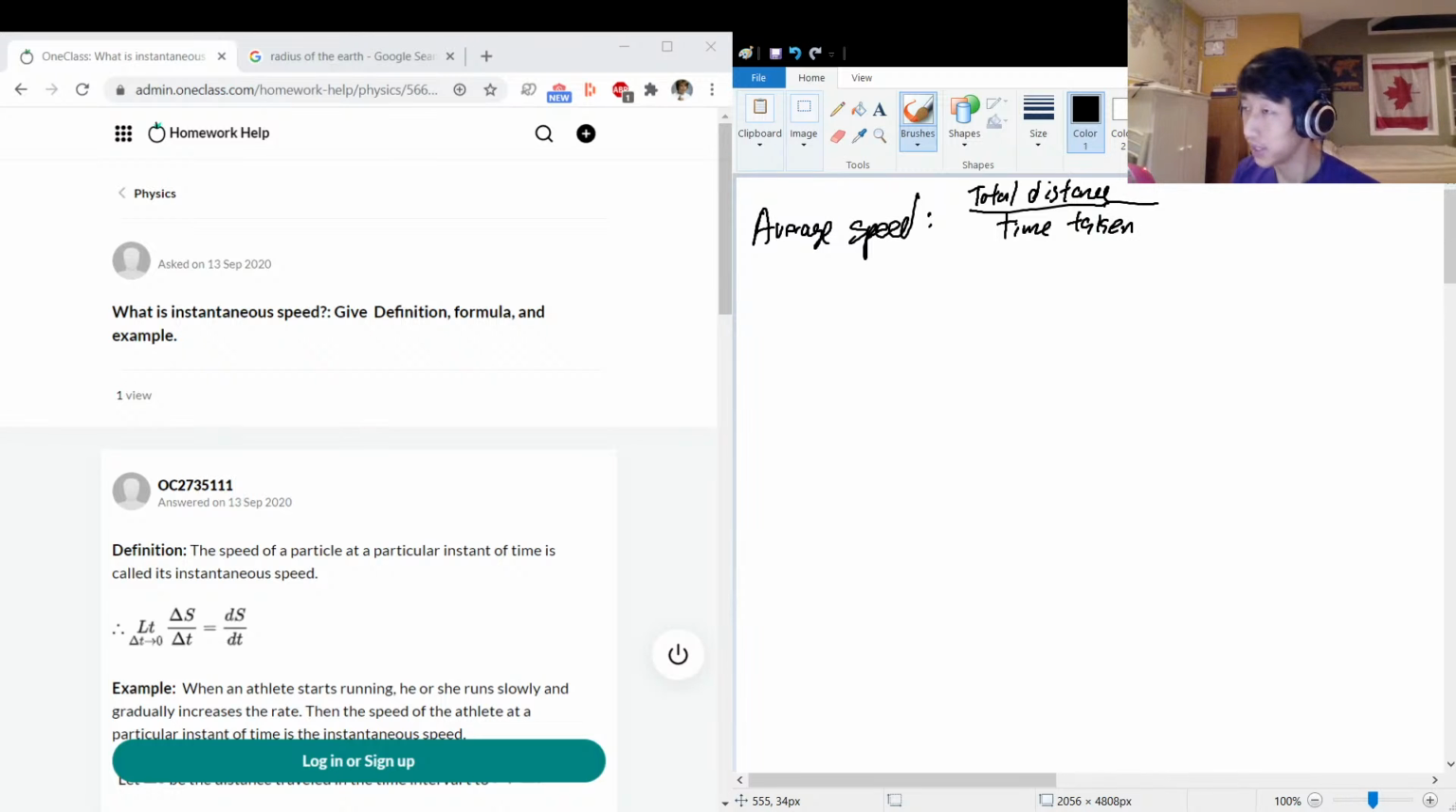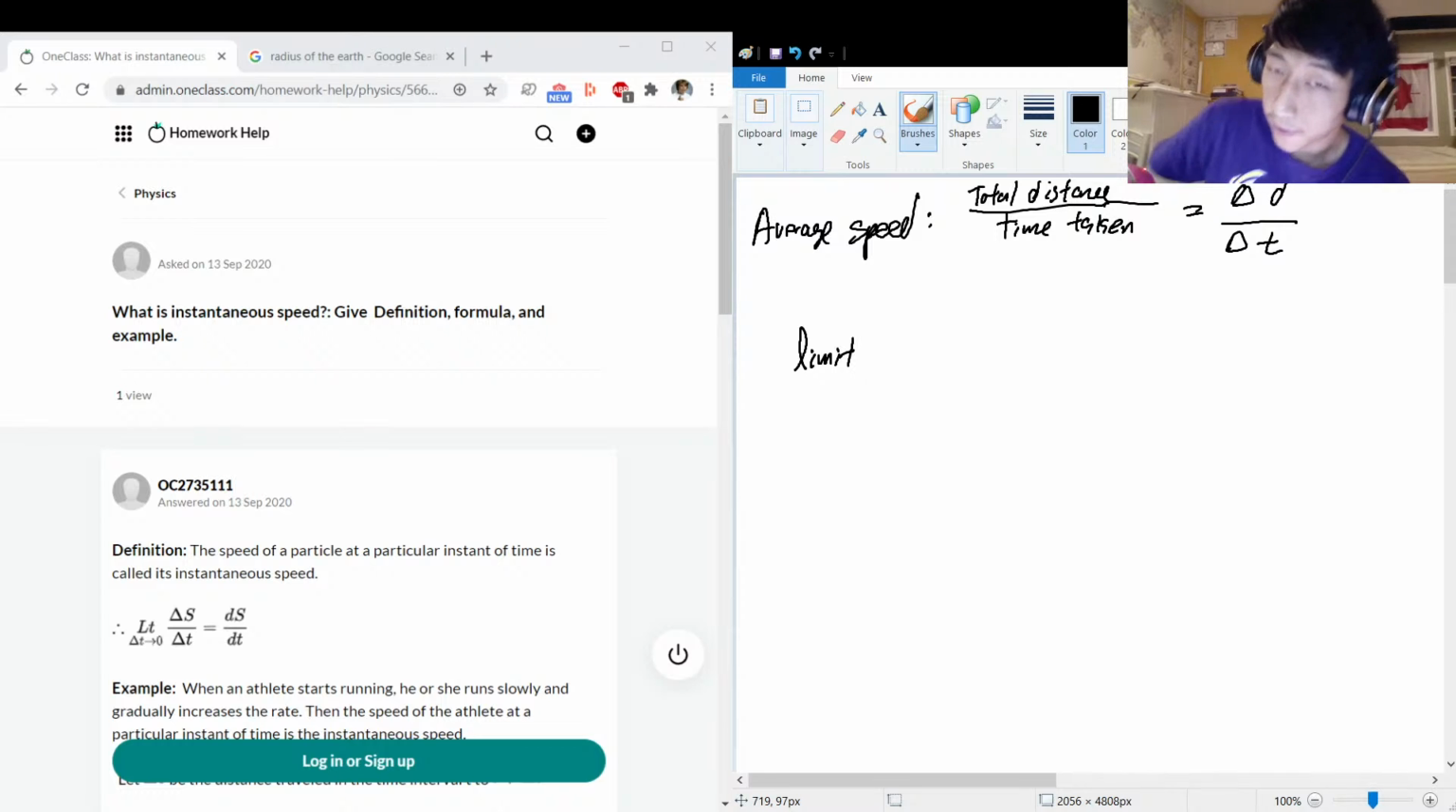To find the instantaneous speed, it is a similar process, except we want to do it over a time taken that is smaller and super small. The equation that they have here is the limit. You could also write this as the change in d over the change in t. The triangle is the Greek letter delta, which represents change.